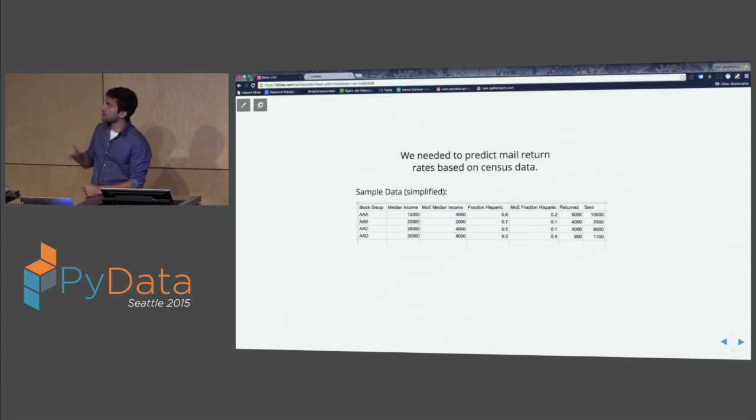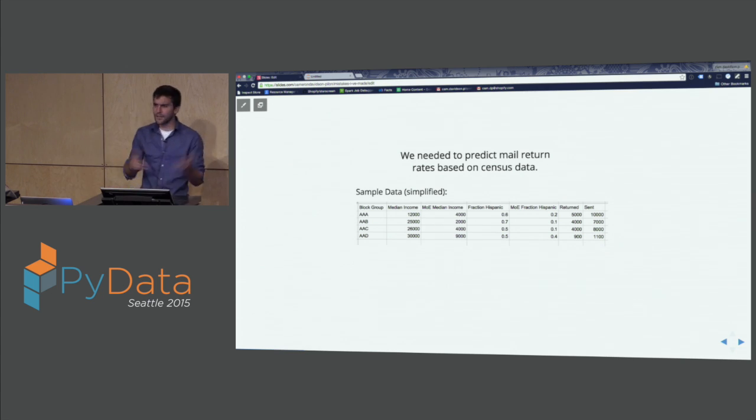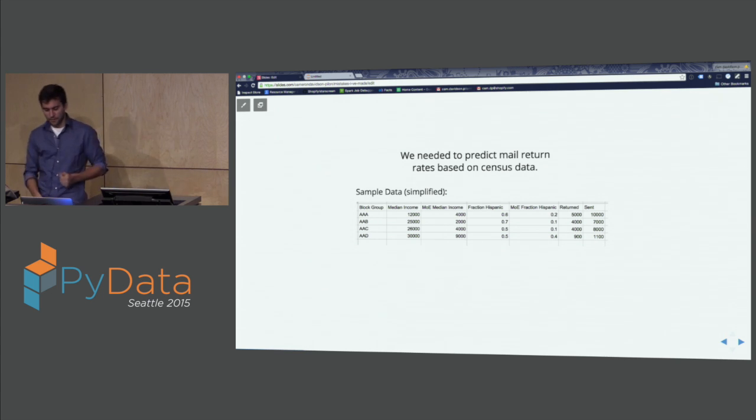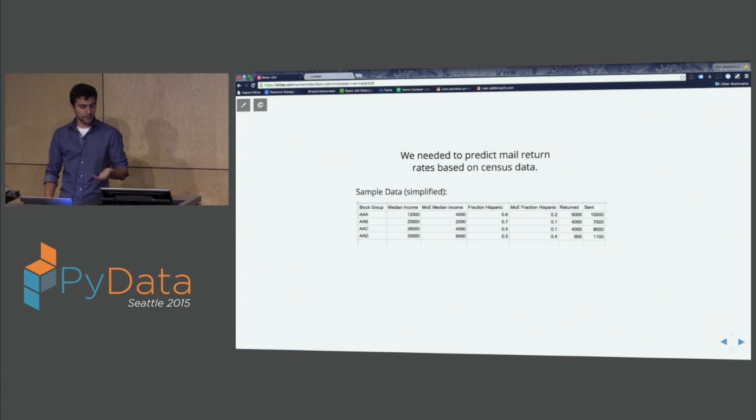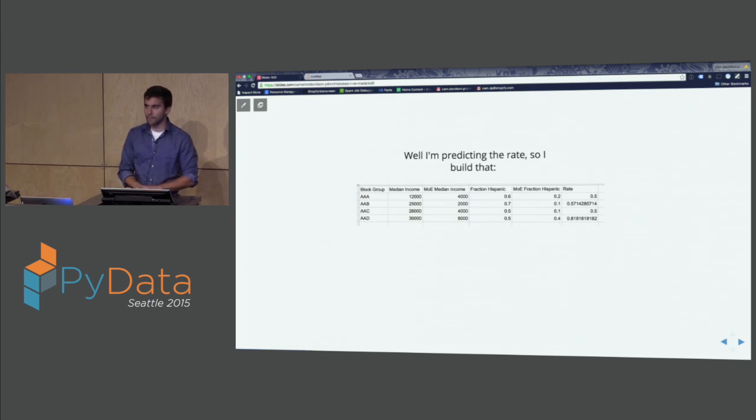The data looks like this. There's the median income for that block, the margin of error for that median income, the fraction Hispanic, the margin of error for that fraction Hispanic, returned and sent. This is what the raw data looks like, in a very simplified form. I'm predicting the return rate, so I just divide the times returned by the total, and I get this rate.